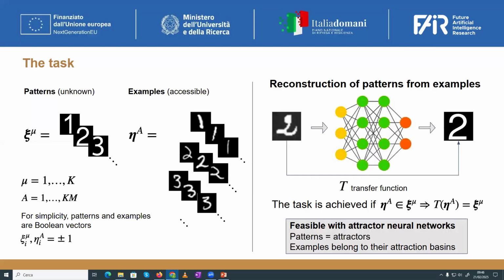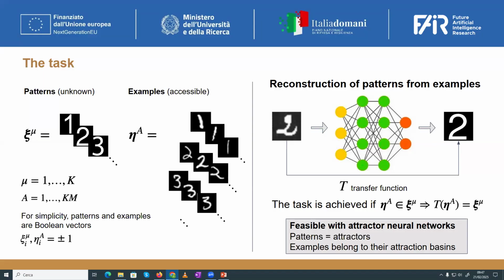The task we want to achieve is a reconstruction of hidden patterns, meaning that we want to design a model in which, if we feed the system with an example, which can be a training or a validation example, you are able to reconstruct the hidden pattern associated with the validation example. So you have, for example, the handwritten digit 2, and as an output of the network, you have the concept of 2.